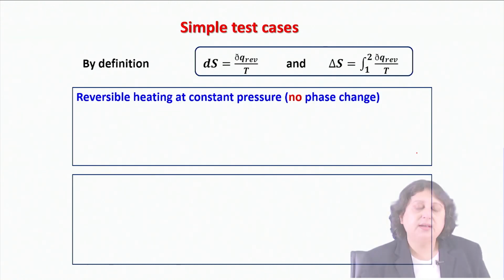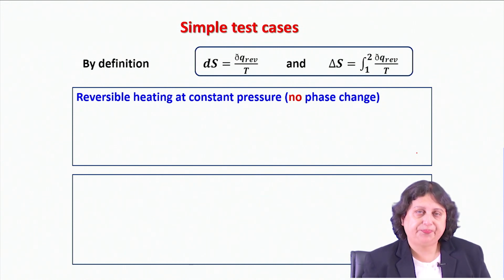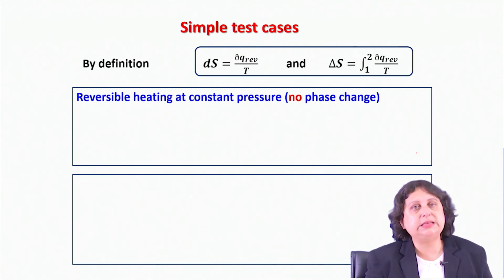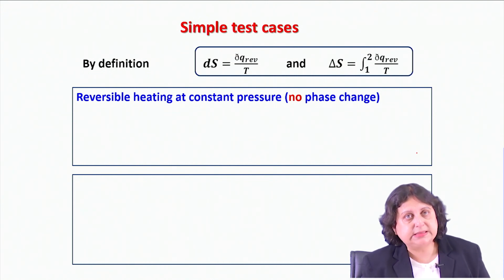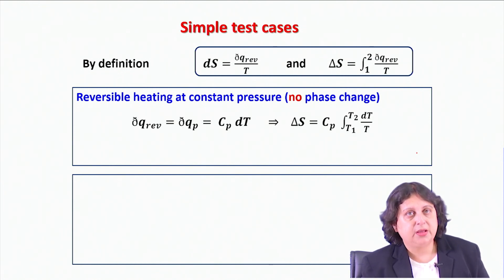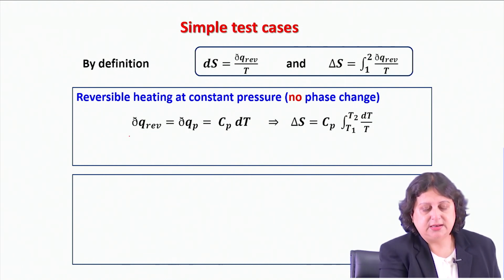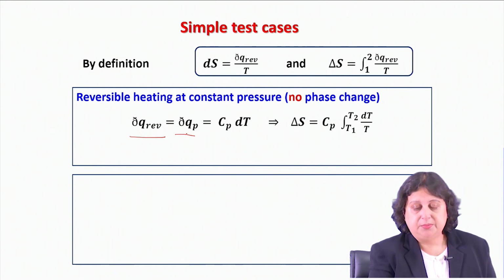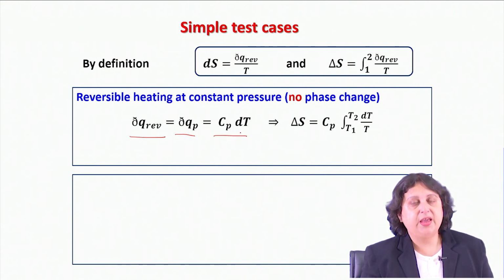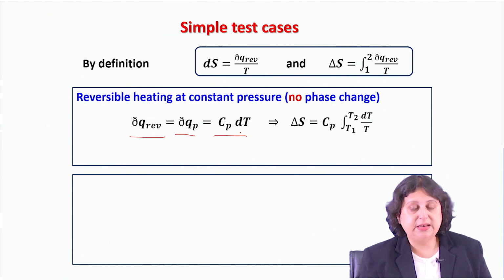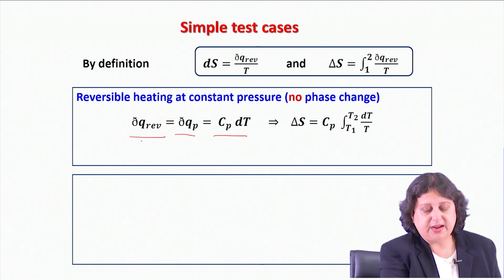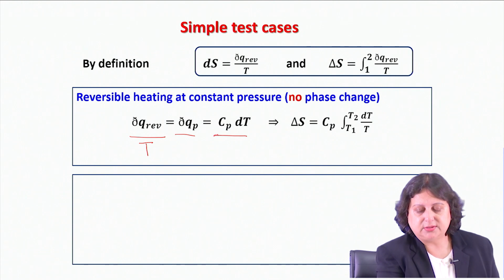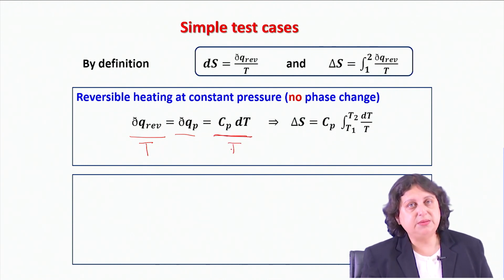Now, let us think about a little more complicated situation. I'm thinking about reversible heating at constant pressure, where once again the same definitions of dS and delta S are valid. So, if I am doing a reversible heating at constant pressure, I know that dq reversible, that is dqp, must be equal to Cp dT. We have studied this before for 1 mole of the substance. Then what is going to be delta S? All you will have to do is divide dq reversible by T on this side. So, the right hand side becomes Cp dT by T.